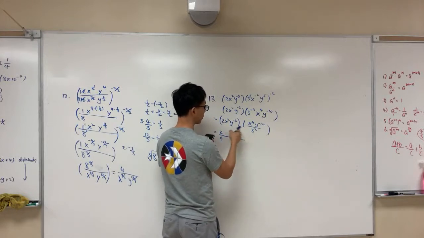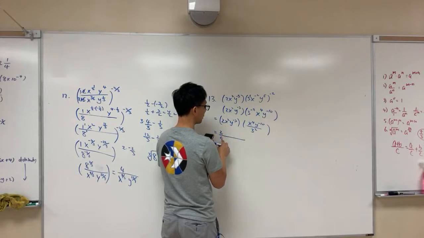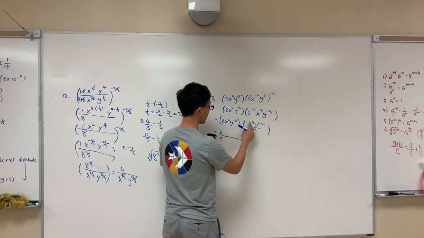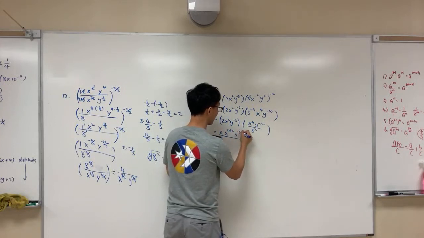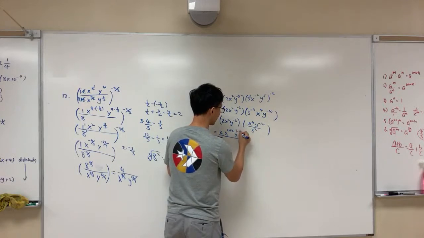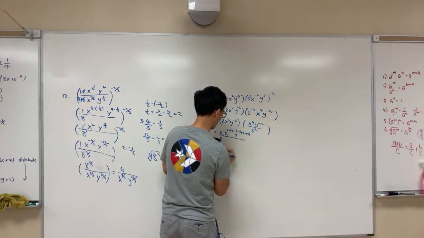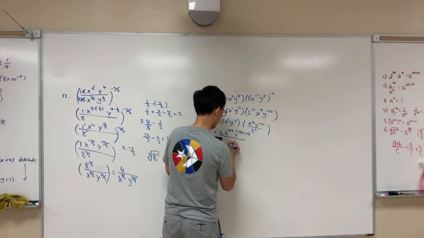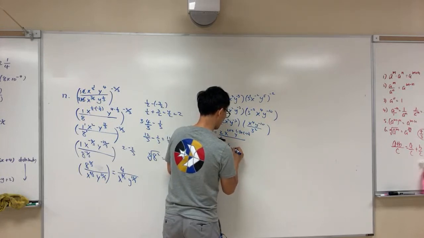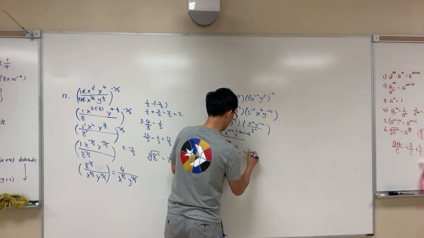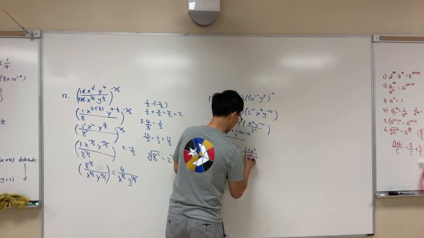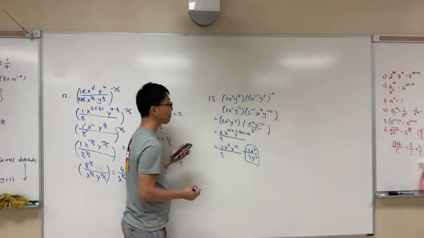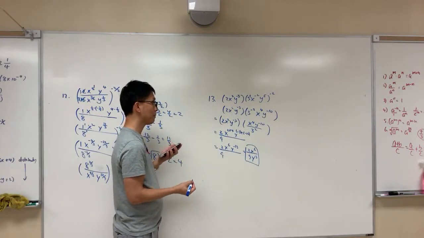I'm going to show you how to do it 2 different ways. So 3 to the 2 on the bottom, 9 is here, x to the 2 plus 4, y to the negative 3 plus negative 10, negative 13. So 2 over 9, x to the 6, y to the negative 13, that's equal to 2 x to the 6 over 9 y to the 13. Okay, and that should be the answer for this one.